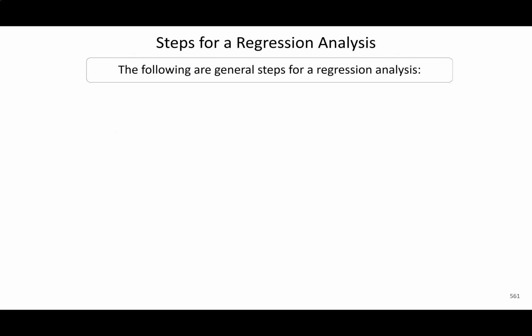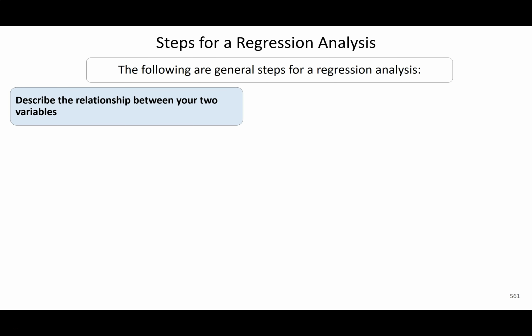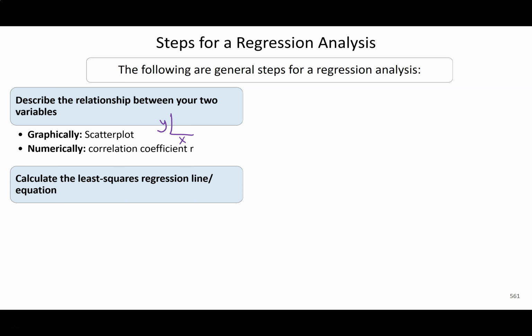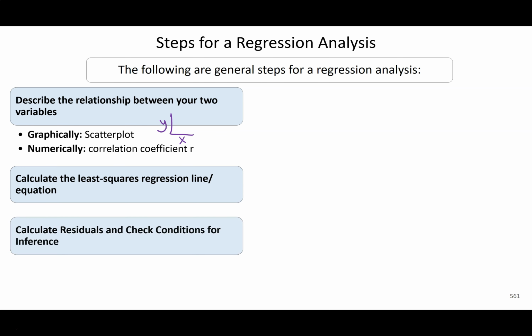First, we're going to go through our steps here. The first thing you want to do is describe the relationship between your two, in this case, quantitative variables: a quantitative response variable and a quantitative explanatory variable. Graphically, you're going to use a scatter plot. Make sure that you have your explanatory on your x-axis and your response on your y. Numerically, it is appropriate to use the correlation coefficient R if you have a linear relationship between the two. Then calculate the least squares regression line and equation. That will be your next step.